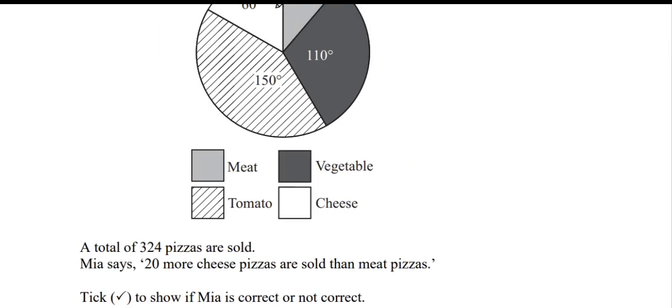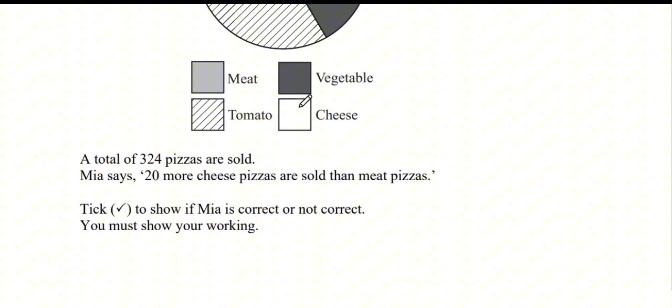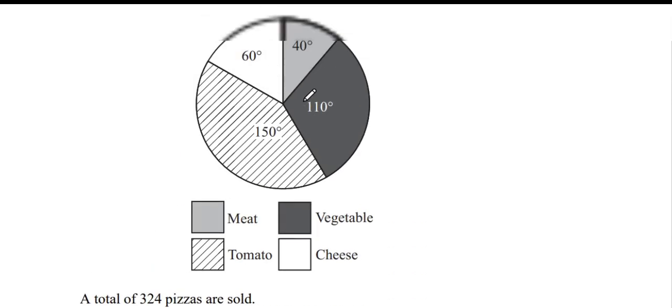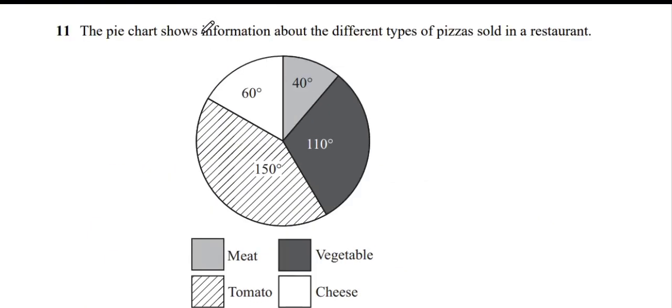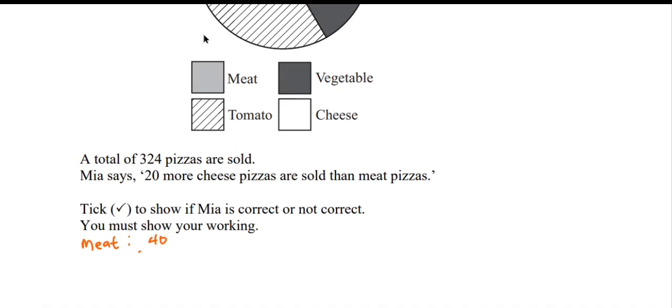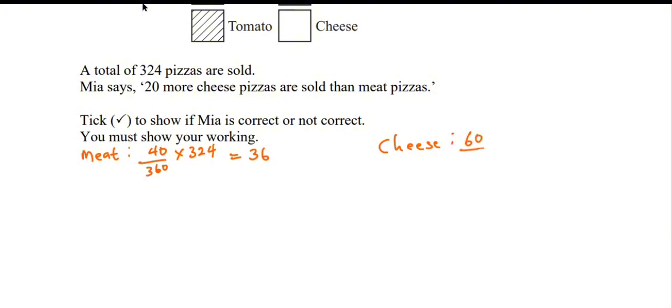So from the information given to us, we are going to find out if that's true. We need to calculate the number of meat pizzas that was sold, and we also have to calculate the number of cheese pizzas that was sold. Since we have the total number of pizzas sold that particular day, what is the degree for meat? That's 40 degrees. So we have 40 over 360 times the total number of pizzas sold that day. That will give us 36. Then coming to cheese, 60 degrees over 360 times 324. That will give 54 pizzas.